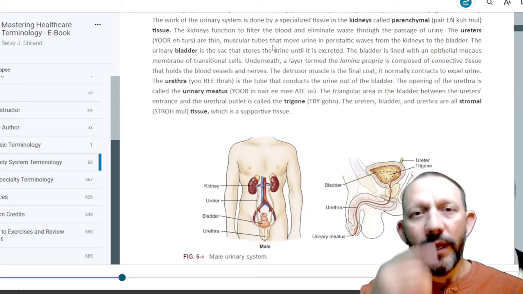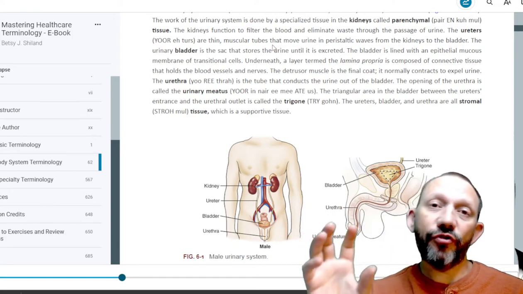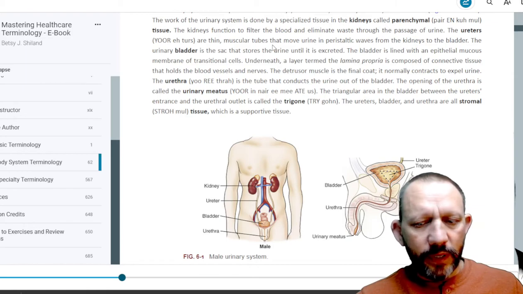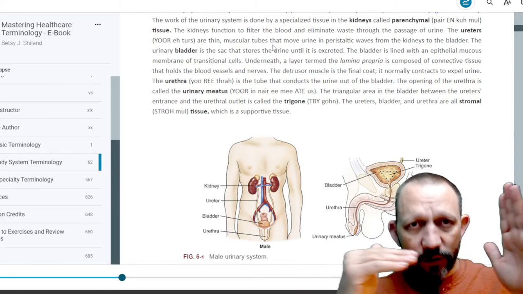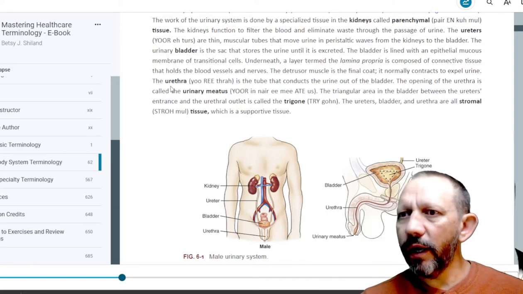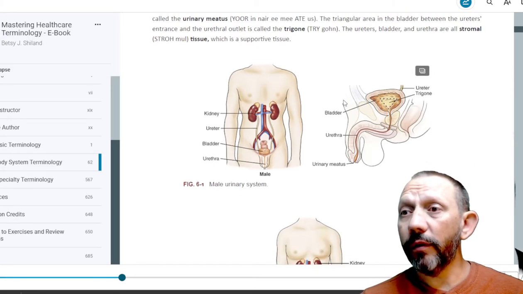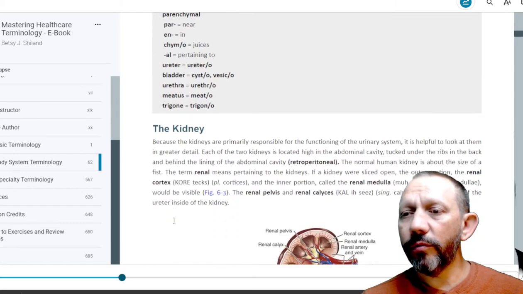Remember, parenchyma and stroma are 2 words that work together. Parenchyma is actually the functional bits, and stroma is the structural bits. You kind of like think of like the functional stuff is the workers, and the stroma would be the walls and the desks and stuff like that. That's the structure. Okay. Urethra goes down to your urinary meatus. Meatus means opening. Okay. Down here, meatus, the trigone, we talked about that.